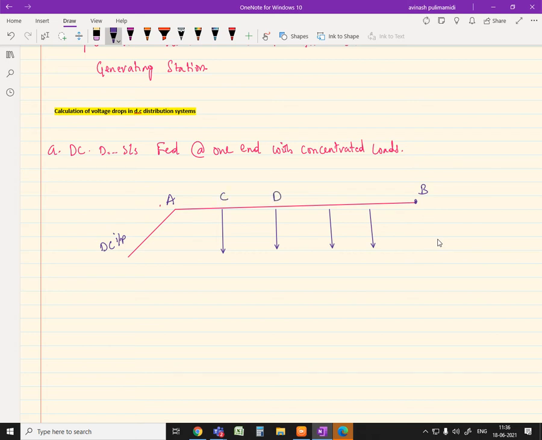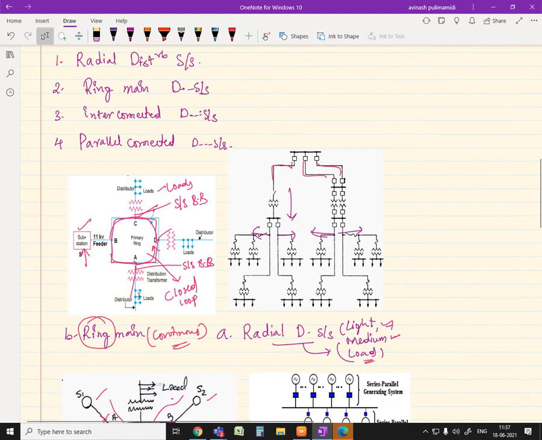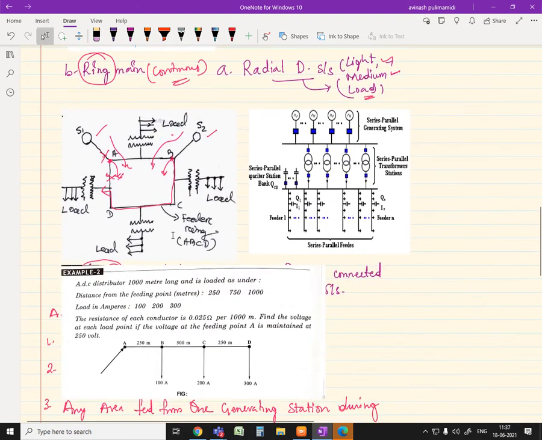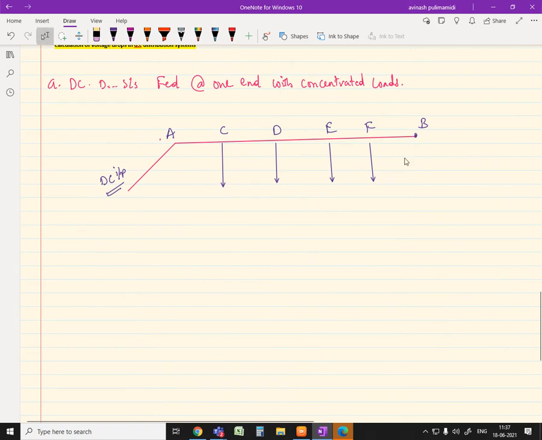C, D, E and F. There are four tappings, which means there are different loads. Different loads in the sense different consumers. Every arrow indicates a different consumer. So distribution fed at one end is just like the ring main distribution. The substation is one end, and all others are the tappings. If the distribution is fed at both ends, both substations will be there, and then we get one more arrow like this.